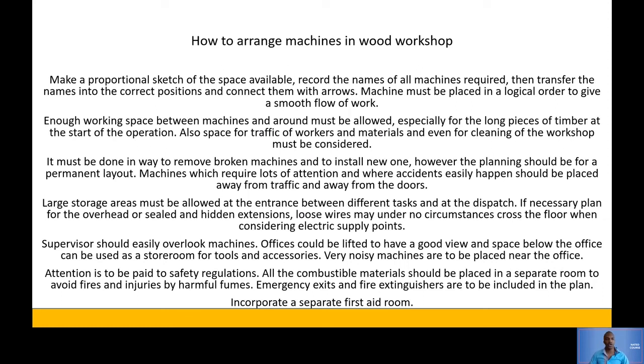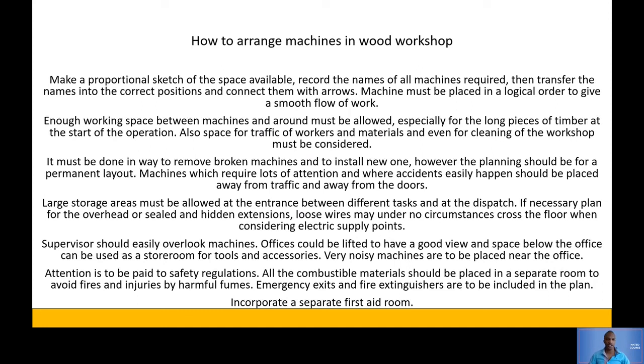Supervision should easily overlook machines. Now, this is just talking about how the office must be at a higher level. It must be high enough to see what's going on in the workshop to supervise easier.